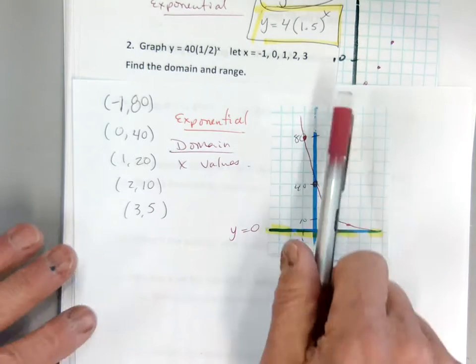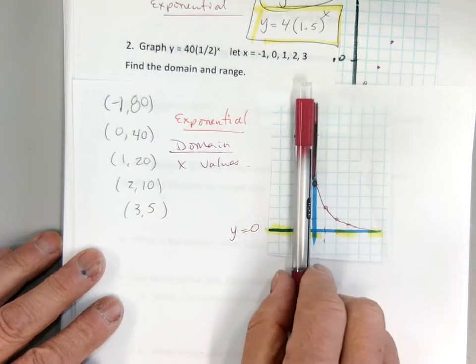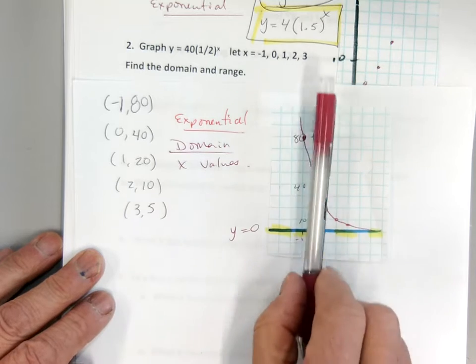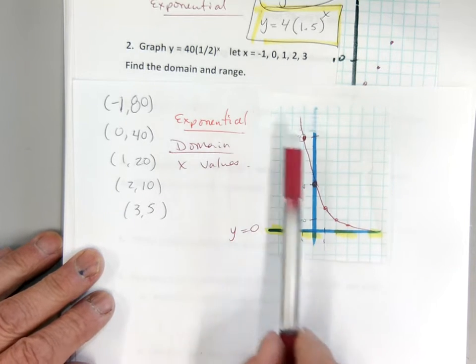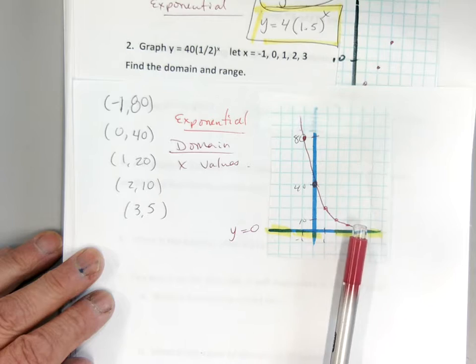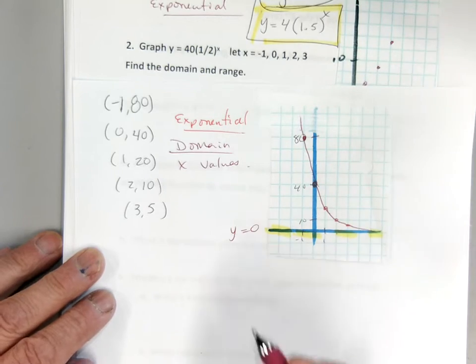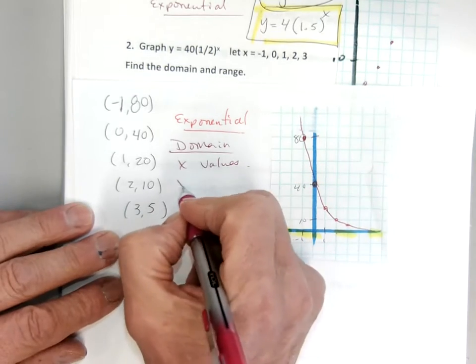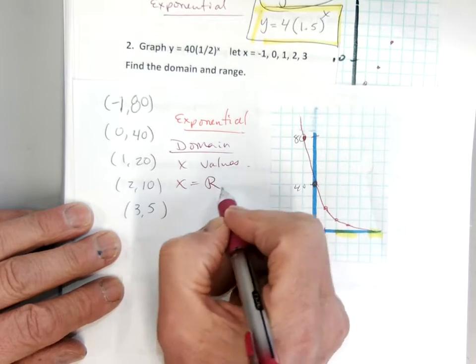Or another way to look at domain is how wide is the graph? It's forever going this way. Even though it's going up and up and up, it's always migrating back. And it's always going this way. Even though it's getting smaller and smaller, it's always going this way. So we're going to say, in this example, our domain is x equals all real numbers.